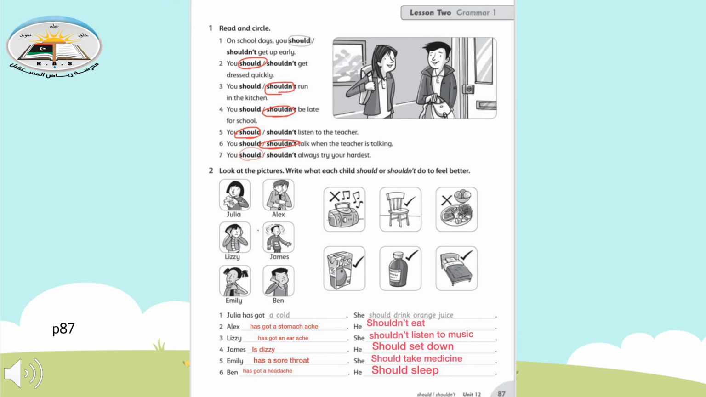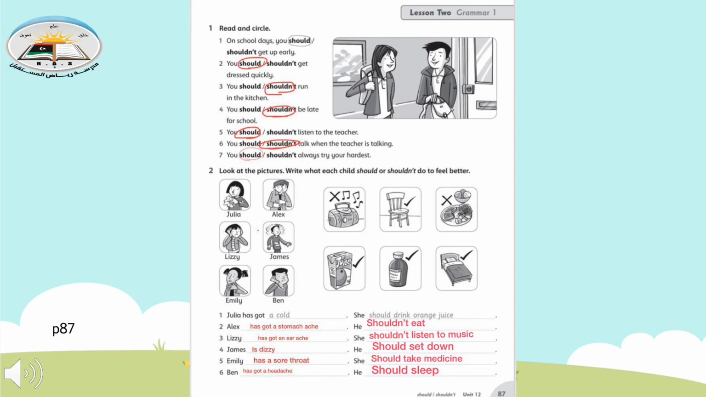رياض المستقبل School English Course Grade 4 Workbook. Open your workbook, page 87, and let's answer the questions together. We have Lesson 2, Grammar 1. Question number 1. Read and circle. So we're going to read some sentences and we're going to circle the correct word for each sentence.